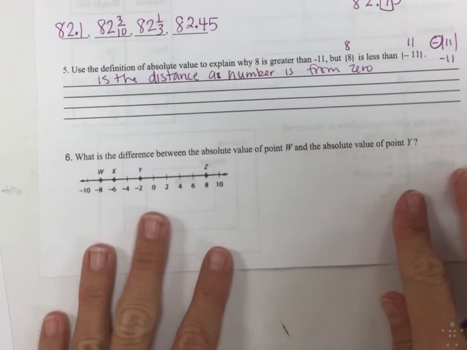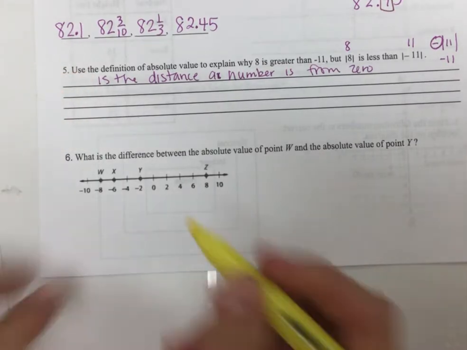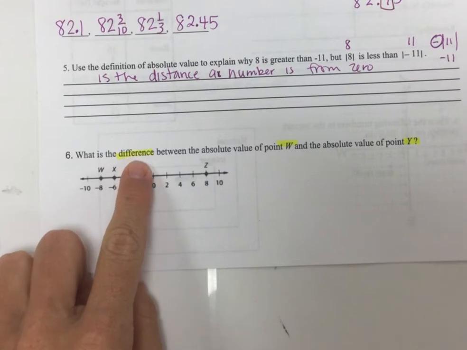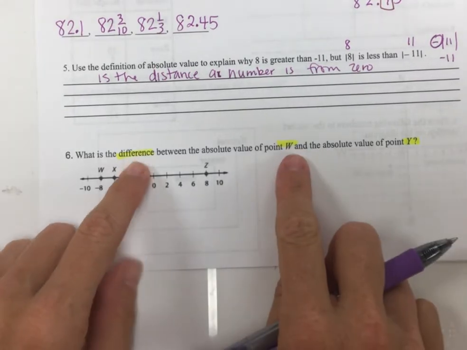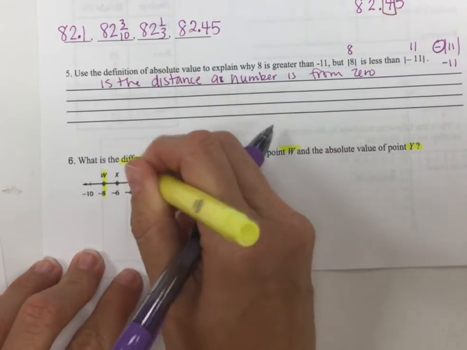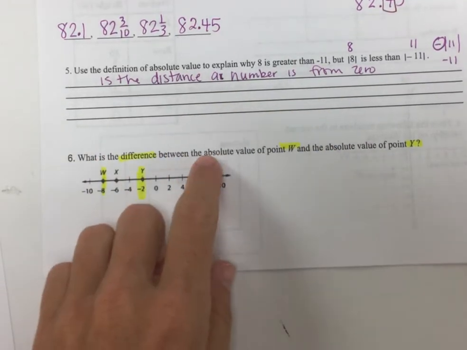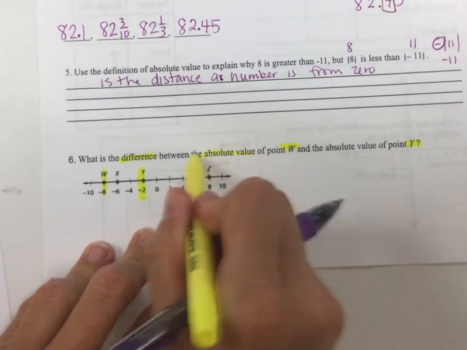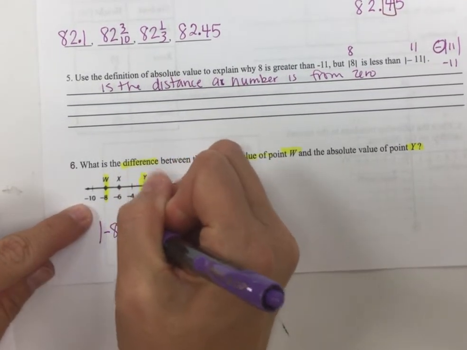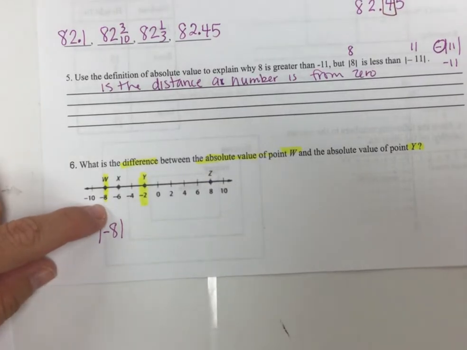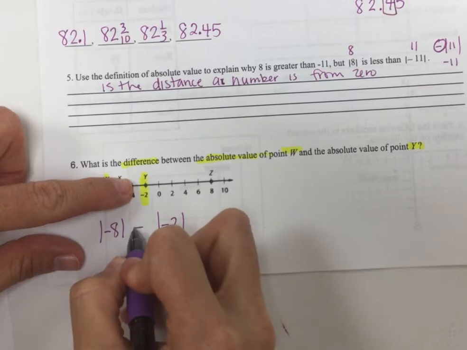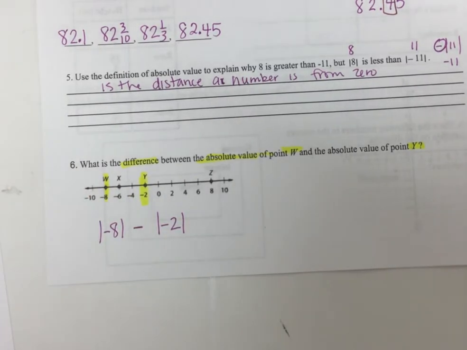Number 6, what is the difference between the absolute value of W and Y? Now difference means subtraction. So I'm first going to find the point W. And the point W is right here. And we need Y, this one right here. So the absolute value, that's going to be important also. The absolute value of W is the absolute value of -8. Y is the absolute value of -2, and I want the difference, which means I'm subtracting the 2.